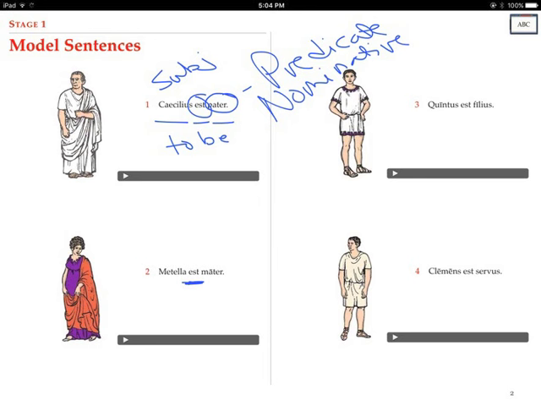So if you think of the verb to be, est, as an equal sign, you can't have a nominative on one side and another case on the other side. We have to have the same case on both sides. So we have both the nominative and the nominative case, but only one of those is the subject. Metella is the subject, Metella is, and then what is she? She is the mother, and that's what's called the predicate nominative.